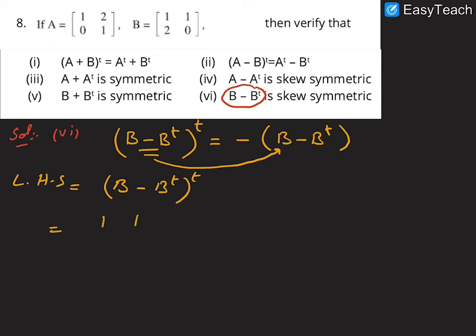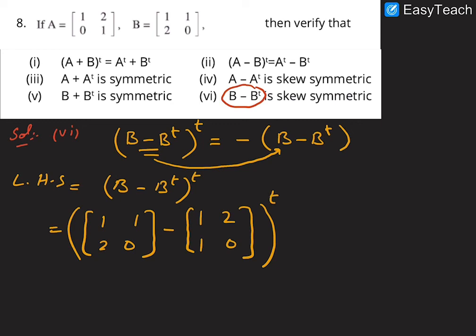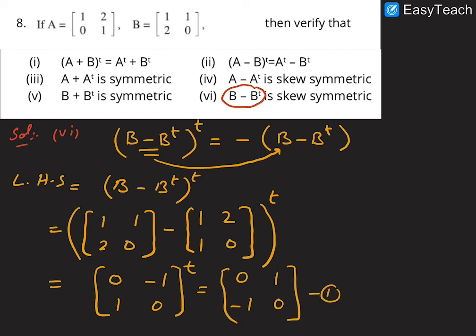What is B? 1 1 2 0, minus, what is its transpose? 1 1 2 0. By interchanging the rows into columns, we have to take whole transpose later on. So 1 minus 1 is 0, 1 minus 2 is minus 1, 2 minus 1 is 1, 0 minus 0 is 0. We have to take the transpose of this one, 0 minus 1 1 and 0. This is our left hand side, say it's 1.